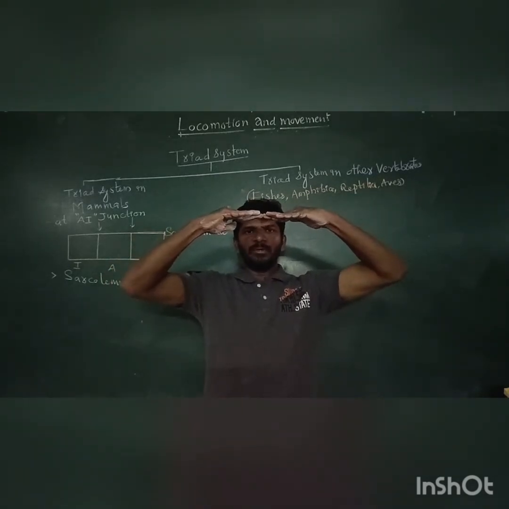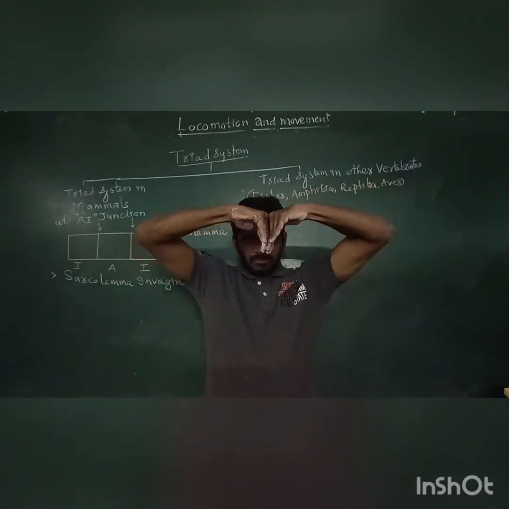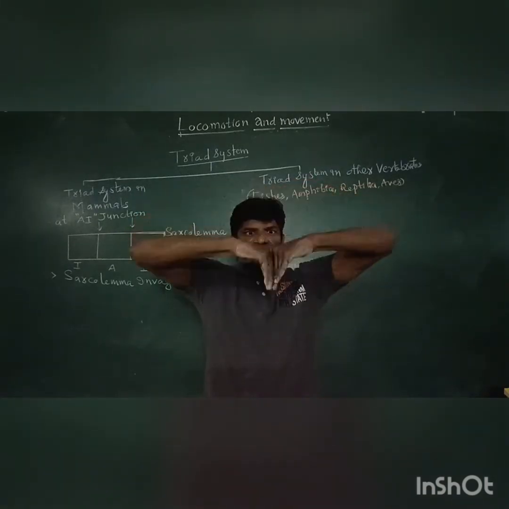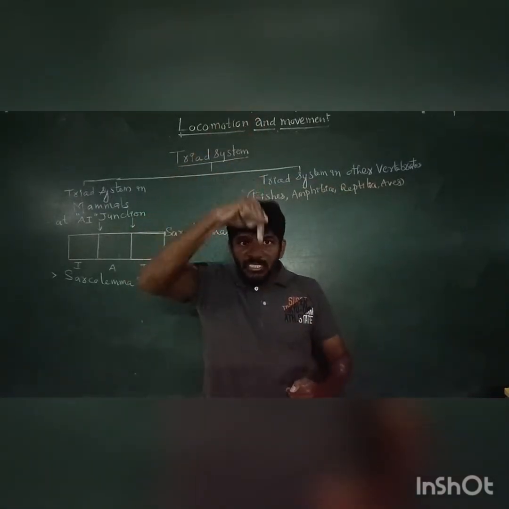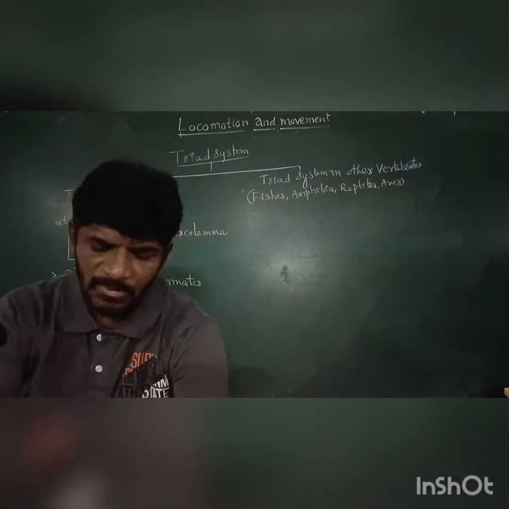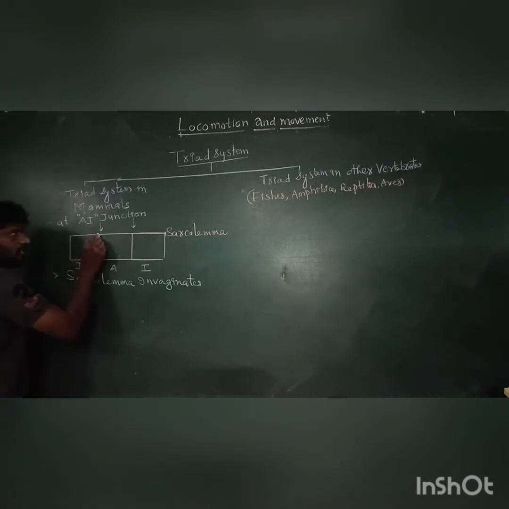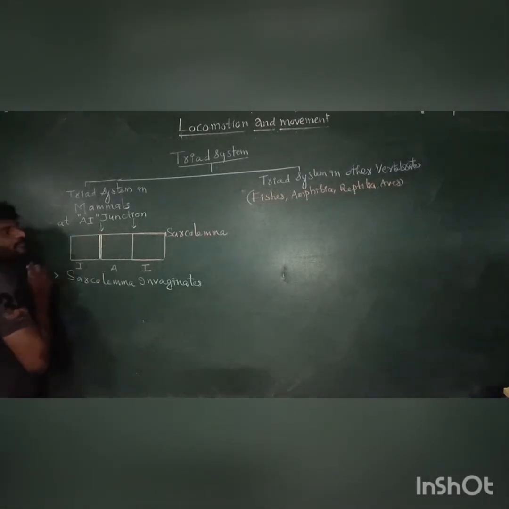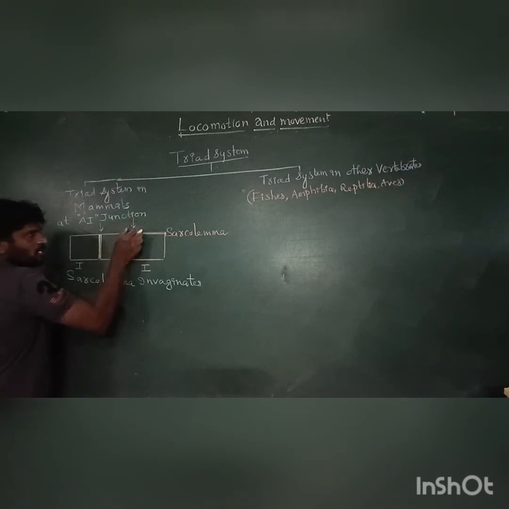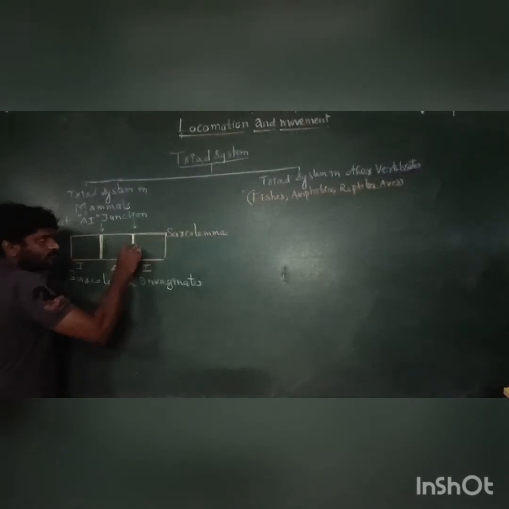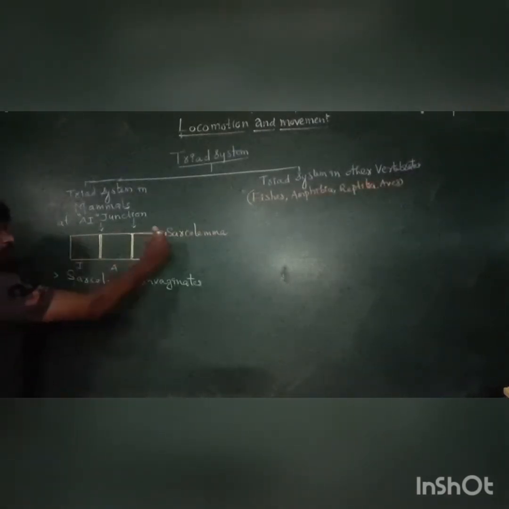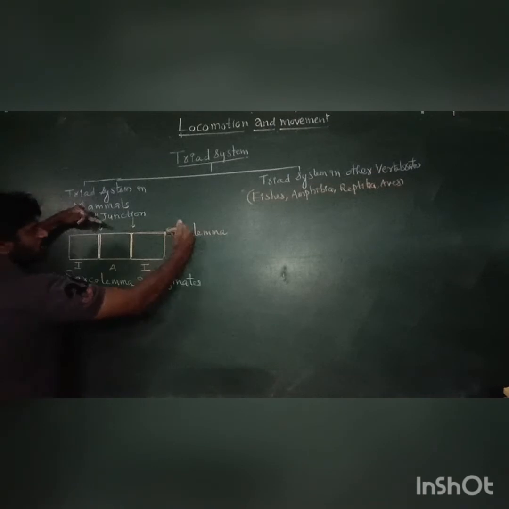But whereas in the other vertebrates like fishes, amphibia, reptilia and apes, the triad system is formed at the Z line. But in mammals, it is formed at the AI junction. This is the AI junction, and this is the AI junction. See it like that. This is the sarcomere, the sarcolemma.